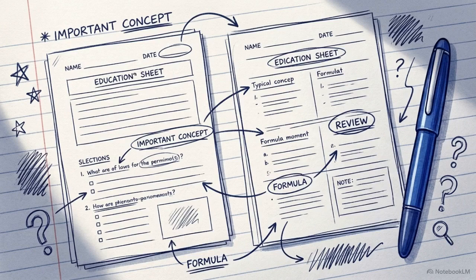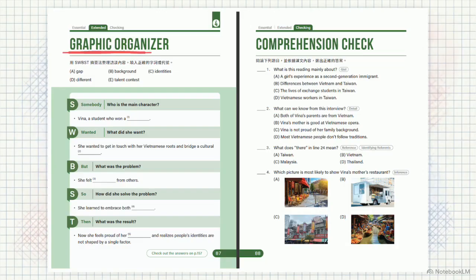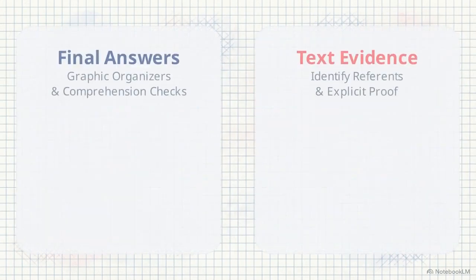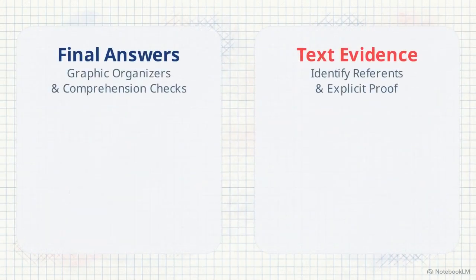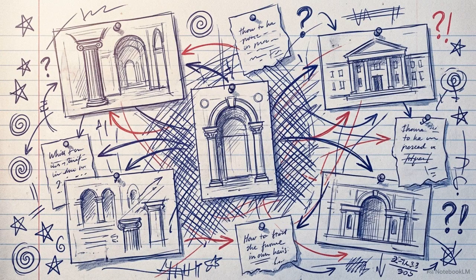Today, we are focusing on two specific objectives: completing the graphic organizer and the comprehension check on pages 87 and 88 of your workbook. To begin, you will need two tools: a blue pen for your final answers and a red pen or highlighter to mark the specific evidence you find within the text. We are treating this assignment like an investigation.